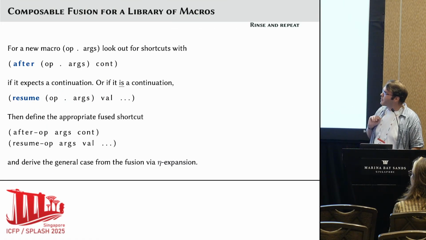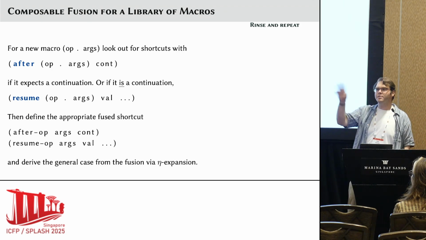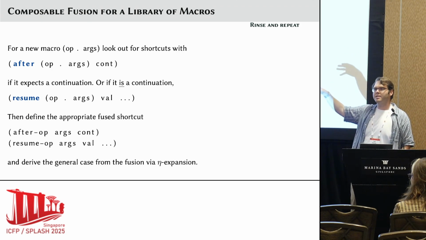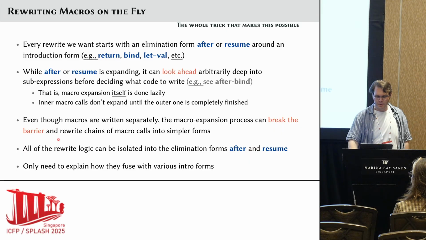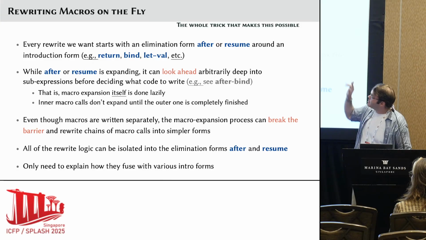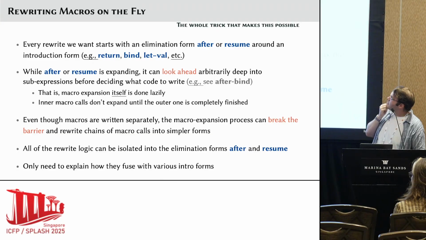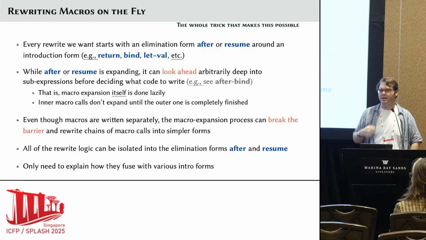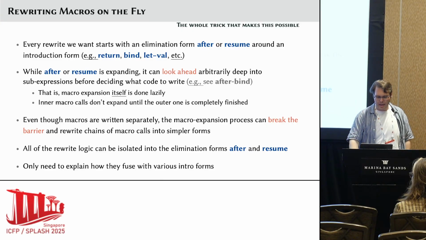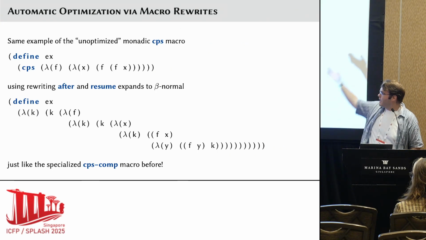So this is the pattern in general. You have a use of something and the introduction through some operation. We want a shortcut to an after form. And how do we do this in general? It's these pairs of introductions and eliminations. And after and resume themselves can look ahead and pull that out and do the shortcut. And now we get the optimized form.